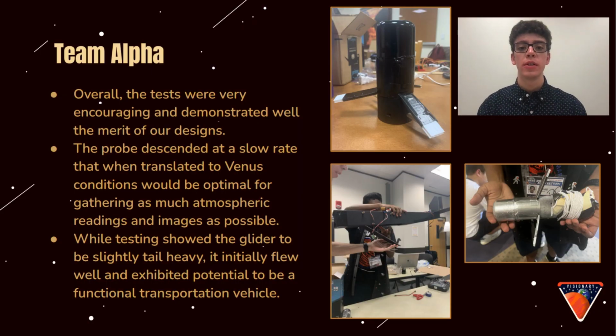Now, for the results of the testing here on Earth. The first aspect of our testing was to examine the descent of our lander. At a 54-foot drop, the lander descended slowly at 1.3 meters per second for a total descent time of 13 seconds. This velocity translates to 0.016 meters per second in the Venusian atmosphere, and overall reached staggering success with fulfilling the goal of slow atmospheric descent for our spacecraft through the use of the parachute and its lightweight design.